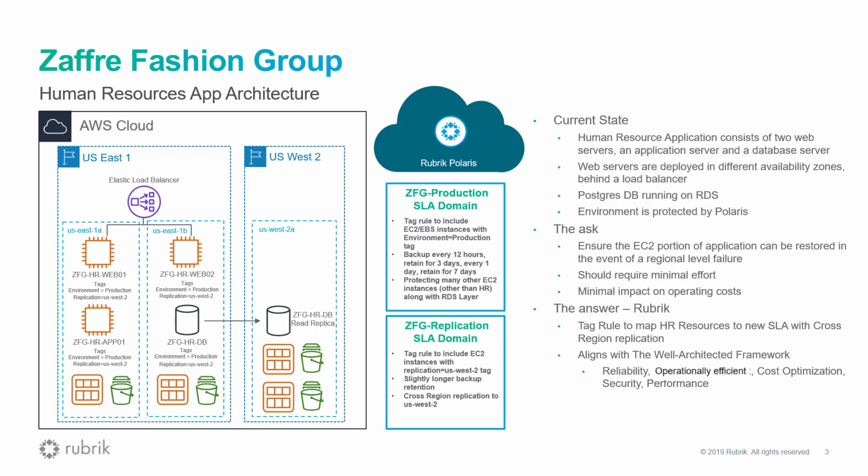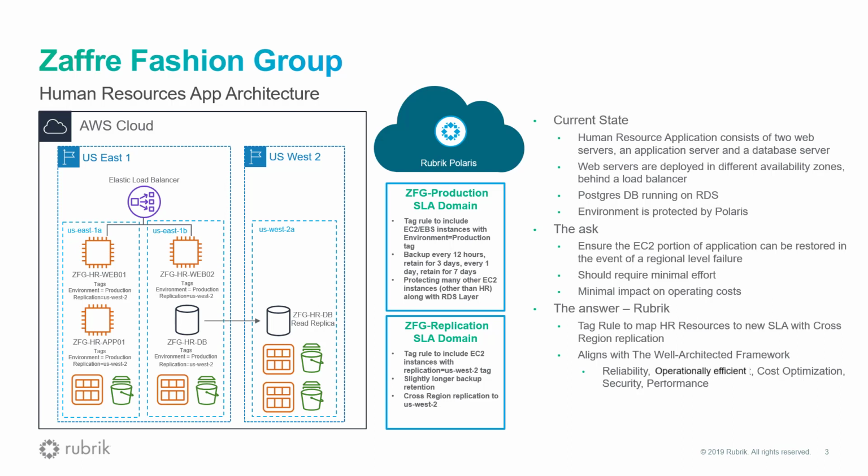Now what we'll walk through in just a moment is creating a new SLA domain called ZFG replication. Within this SLA domain, we'll create something called cross-region replication, and we'll set the target of that to US West 2. What this does is, for any objects assigned to the SLA domain, when it creates those AMIs and EBS snapshots and volume snapshots, it will replicate them over to US West 2, allowing us to restore our EC2 instances there.